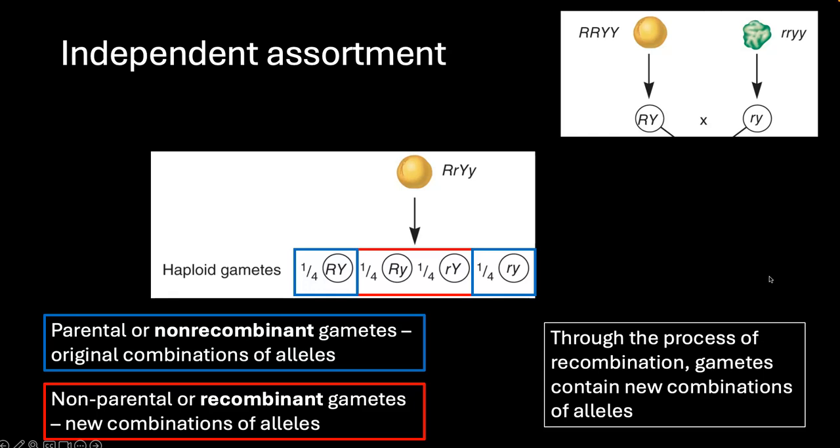Non-recombinants are those gametes that match the parents. That is, the big R, big Y for round and yellow, and the little r, little y for wrinkled green. The recombinants, which are allele combinations different from the parents, are shown here in the red box and include yellow wrinkled peas and green round peas.